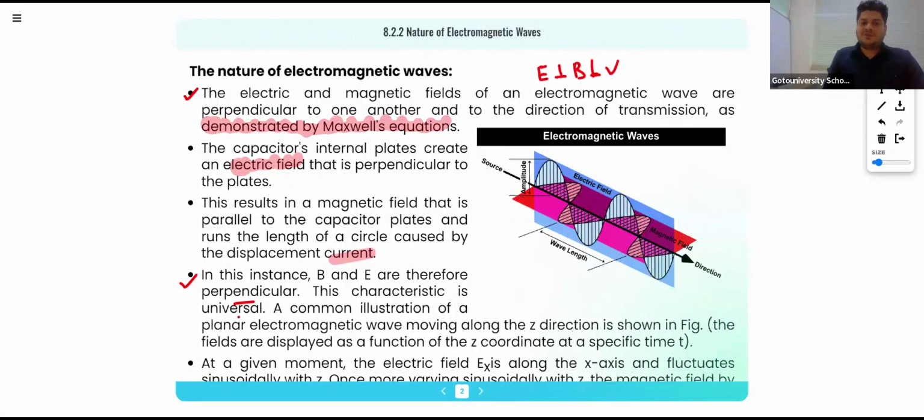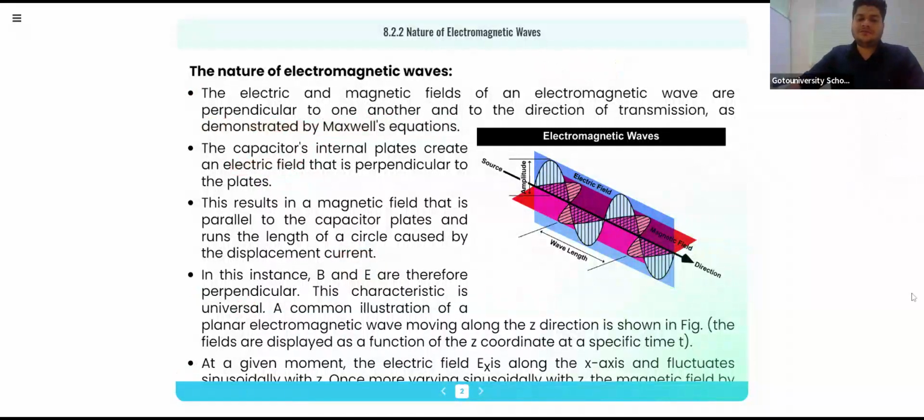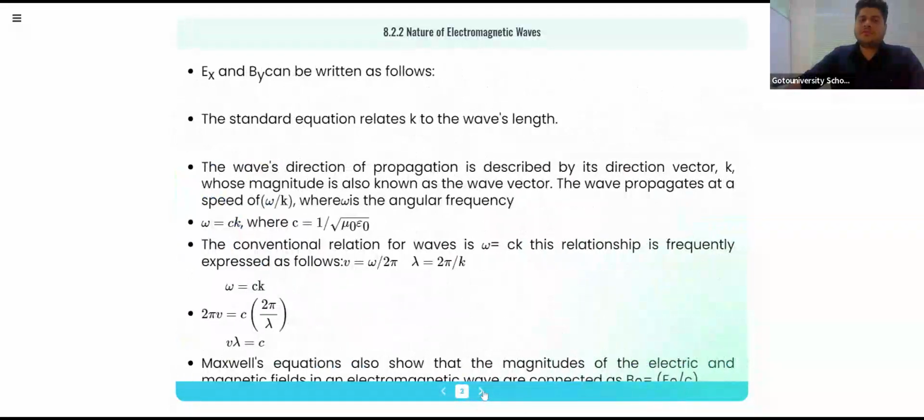This characteristic is universal. A common illustration of a planar electromagnetic wave moving along the z direction is shown in the figure. At a given moment, the electric field is along the x axis and fluctuates sinusoidally with z, and the magnetic field varies sinusoidally with z as well. Ex and By can be written as follows. I will give you a few points on how you can write these properties.